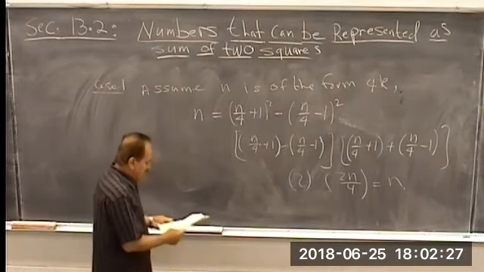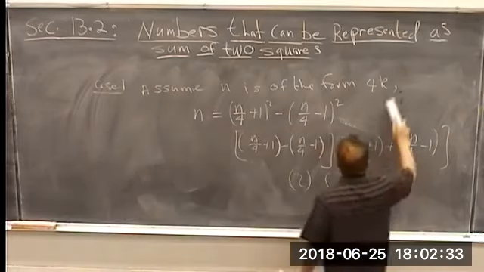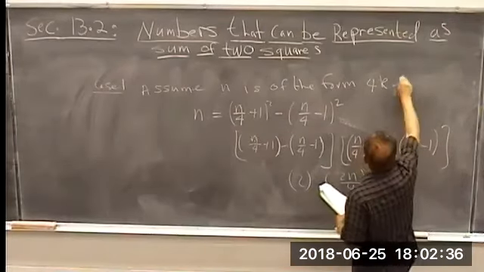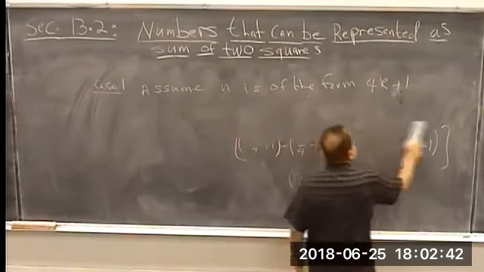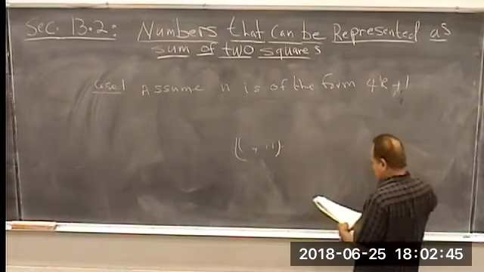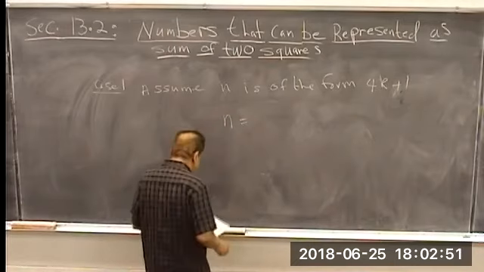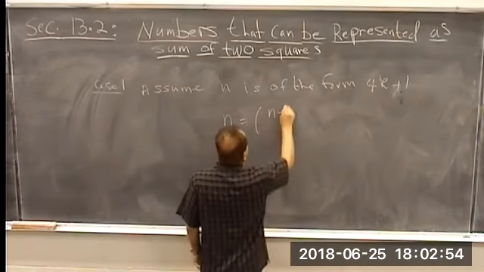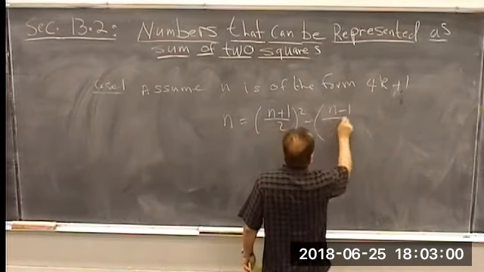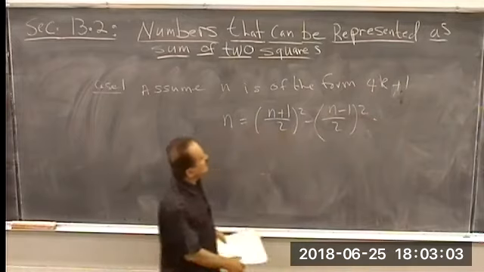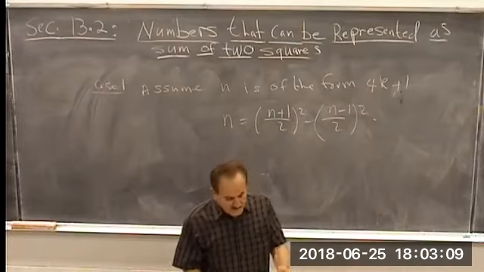The other cases are similar. If you have the 4k plus 1 case, this is the factorization you get. You can write n as ((n plus 1) over 2) squared minus ((n minus 1) over 2) squared. All right? And similarly for the other case, 4k plus 3. All right?